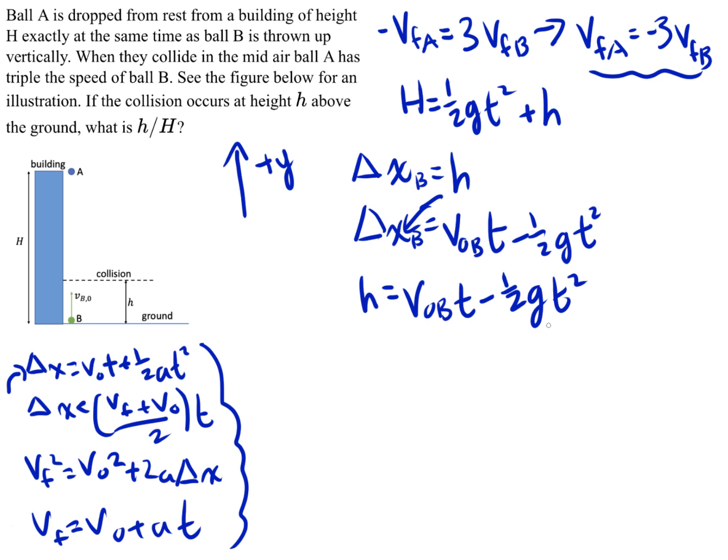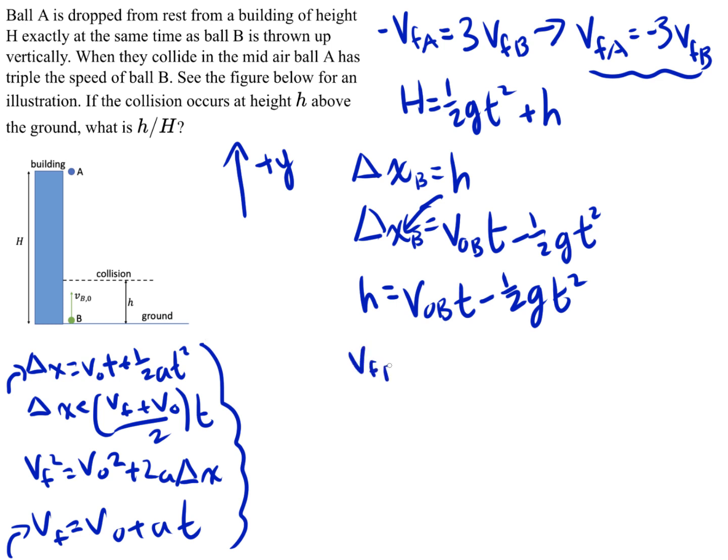So that gives us the expression for the height at the collision, but we don't know what the initial velocity for B is. And that's where this equation comes in handy. This one down here, which says that the final velocity is equal to the initial velocity plus an acceleration times the time. We can apply this to the velocity of B.